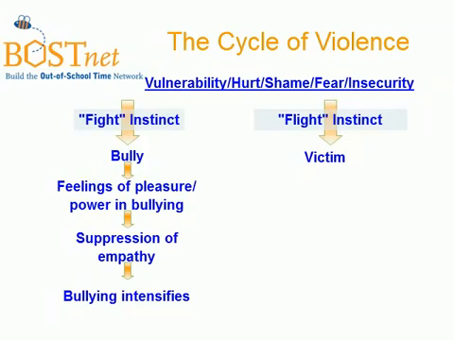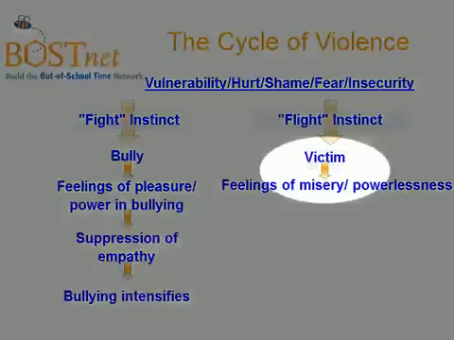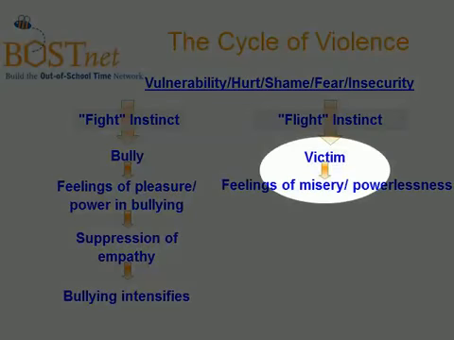So someone picks on you, they bully you or tease you, and when that happens, it creates feelings of misery or powerlessness. So if you look over again at the bully side, the bully is aggressive as a result of a fight instinct and then gets positive emotions. And then over here on the flight side, the victim gets bullied as a result of a flight instinct and then has negative feelings, feelings of misery and powerlessness.